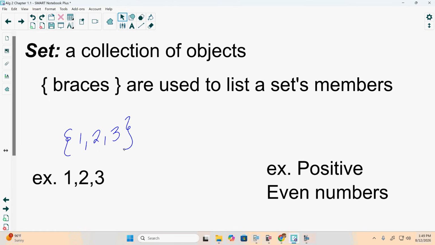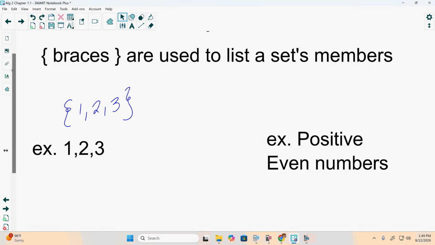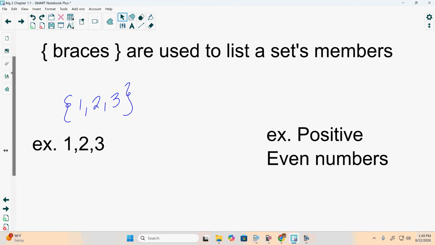Sets that are nice, easily writable, we can list all of them, and it is actually doable. We're going to list them. Not all of them are going to be nice. Now, positive even numbers is technically considered a nice list or a nice set, or at least I would call it that.